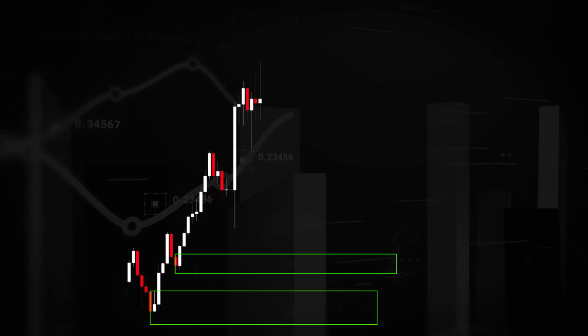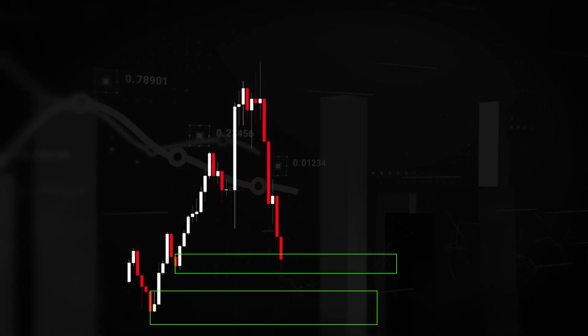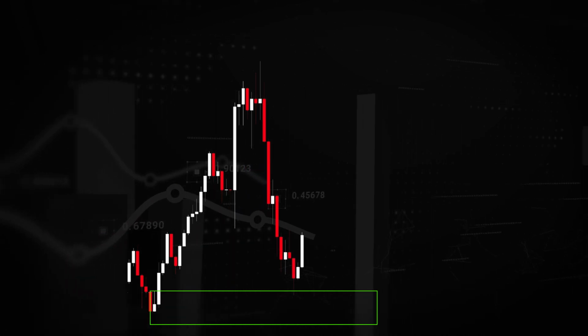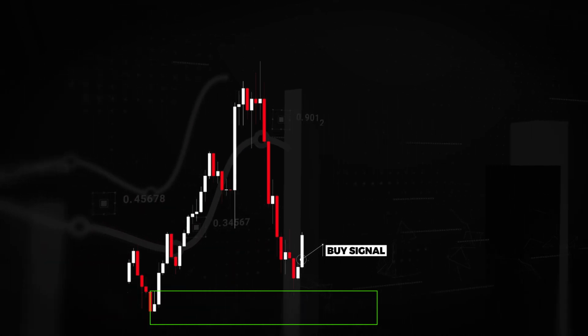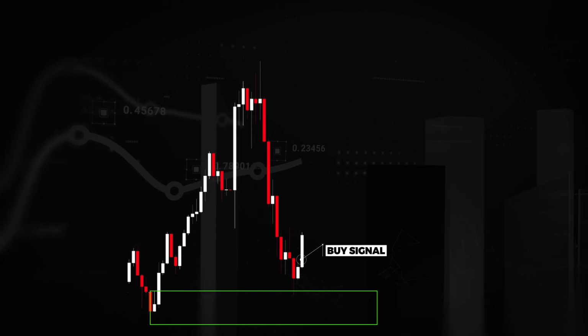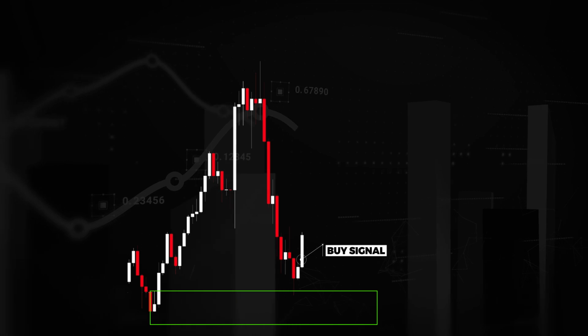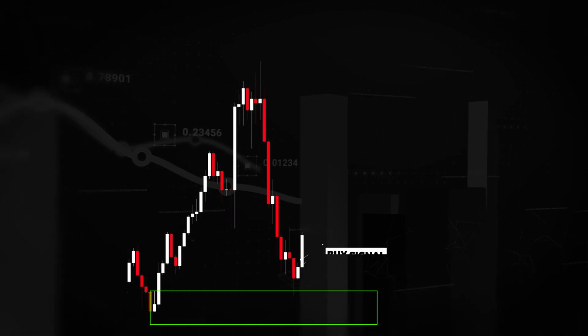Wait for price to retest the zone. Monitor the price action as it approaches the demand zone. When the price enters this area, observe the formation of bullish candlestick patterns that indicate a potential reversal. Once the price retests the demand zone and bullish candlestick patterns form, enter a buy trade.